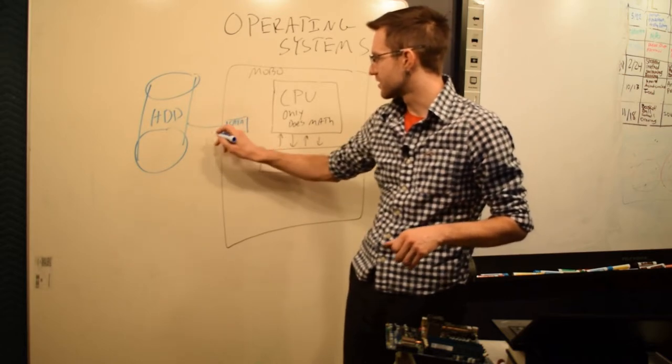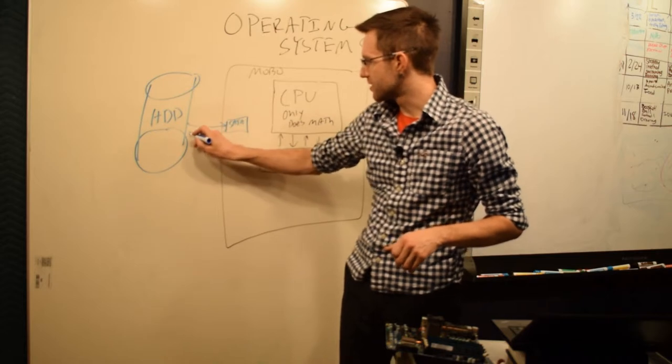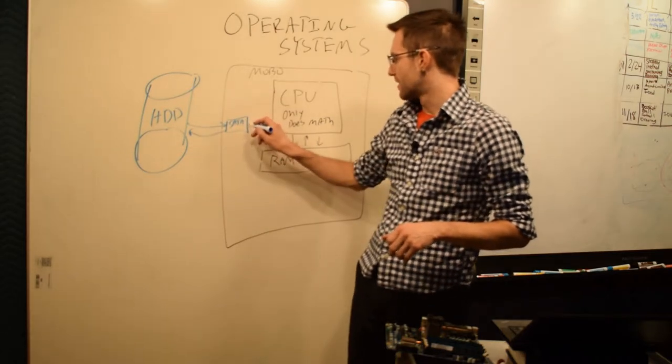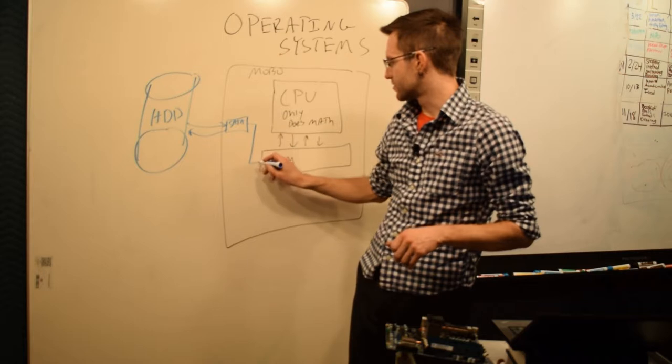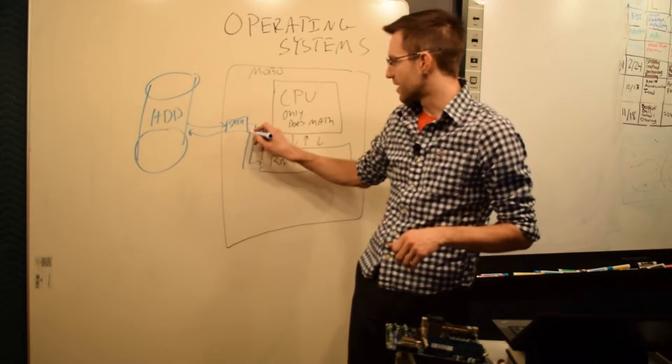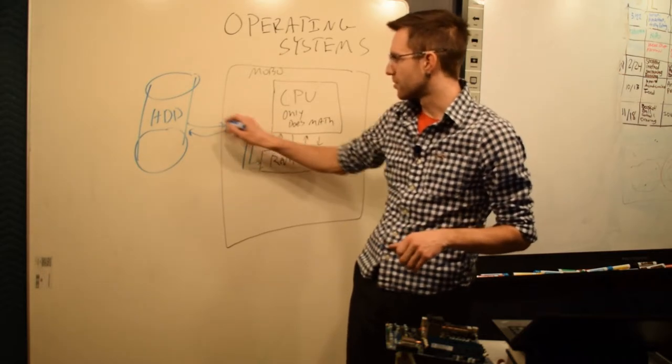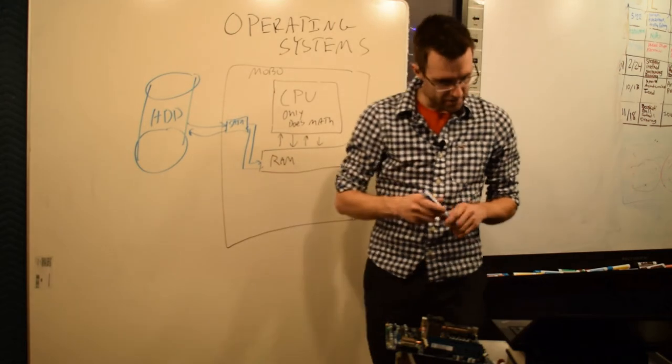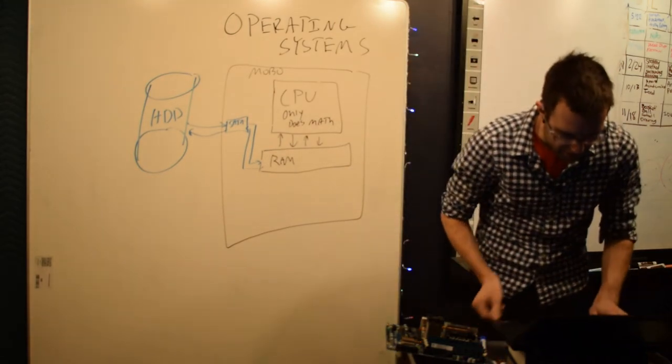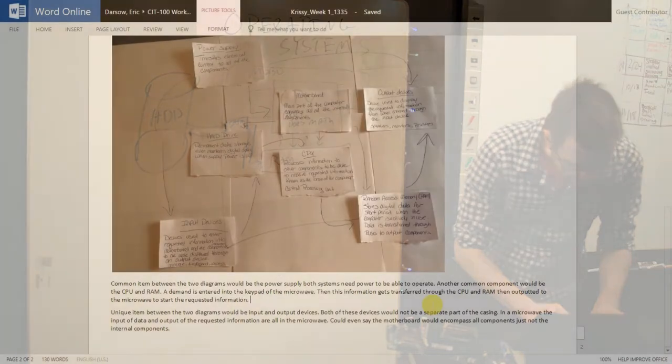I wasn't expecting you to know SATA ports. SATA gives and receives information, and then the SATA is routed to the RAM, and the RAM can send data back to the SATA port through to the hard drive. So there's some clarification there. We have strong definitions, however.